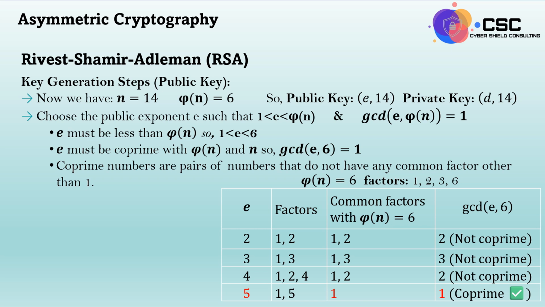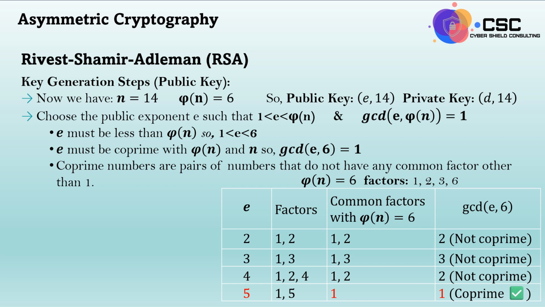I can do this simply by first listing the factors of 6, the totient, which are above the table. The factors are 1, 2, 3, and 6. And then I list the factors for every e value. The factors for 2 are 1, 2. The factors for 3 are 1, 3. The factors for 4 are 1, 2, and 4. The factors for 5 are 1 and 5. And then I find the common factors between e and the totient until I find that the common factor, or the GCD, between them is 1.